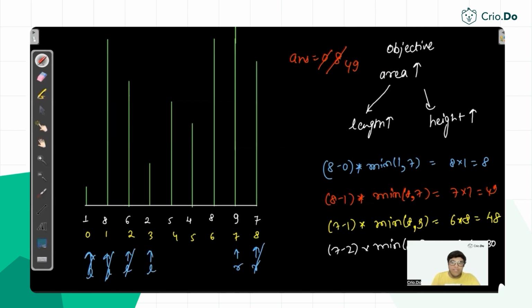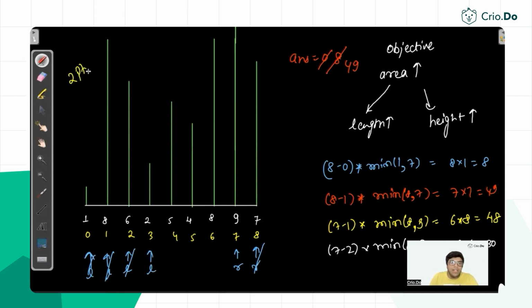So since we were able to increase the length as well as height together, how length? We first took the farthest points, that is leftmost and the rightmost point, that is farthest distance. And we tried to increase the height also by discarding the smaller height value. If left was having smaller height value, left was discarded. If right was having smaller height value, right was discarded. So this was the two-pointer technique.